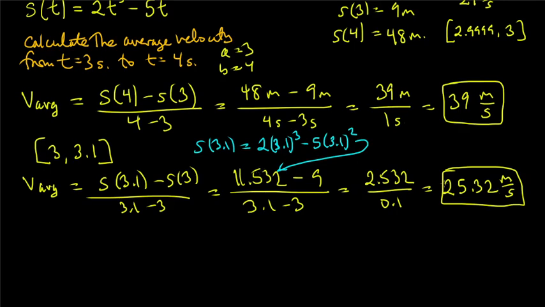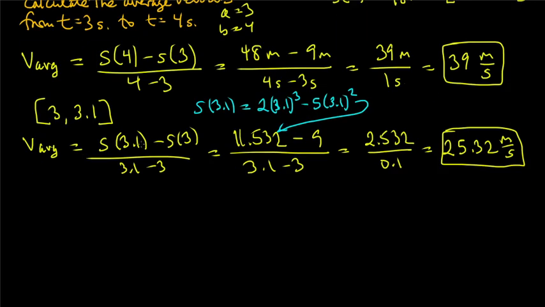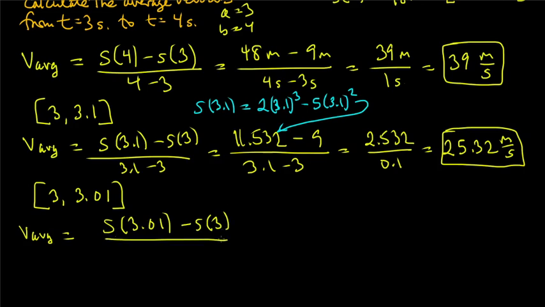Okay. And we can see that it's probably closer to 25 meters per second than 24. But remember that 3.1 might not be close enough. We want to get closer to 3. So how about between 3 seconds and 3.01 seconds? What's the average velocity now? Well, I just have to calculate s of 3.01. We already know s of 3 was 9.